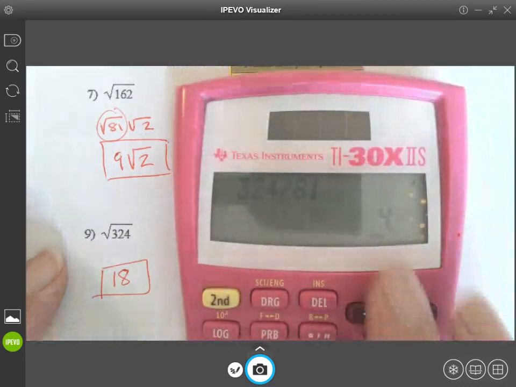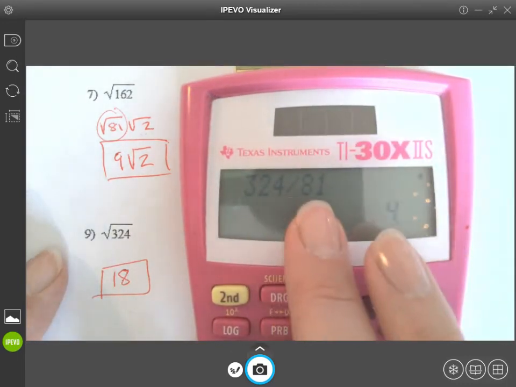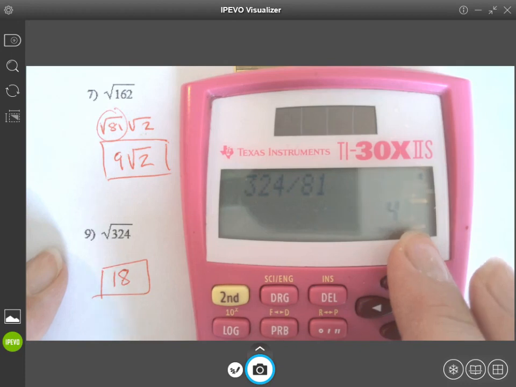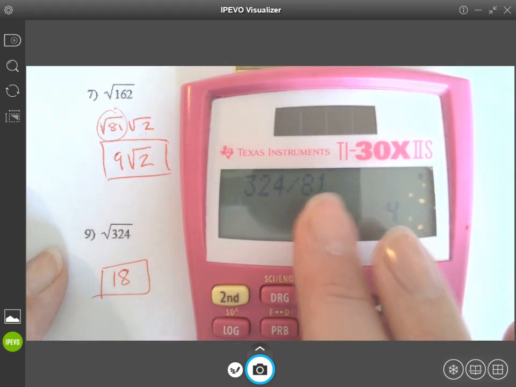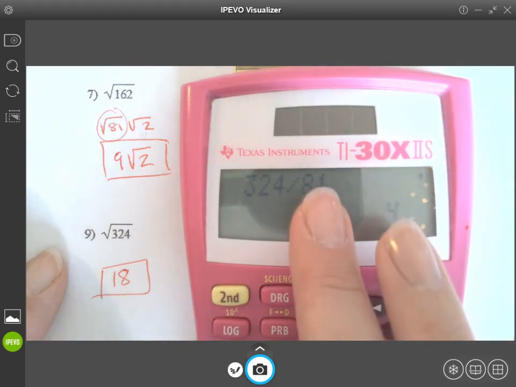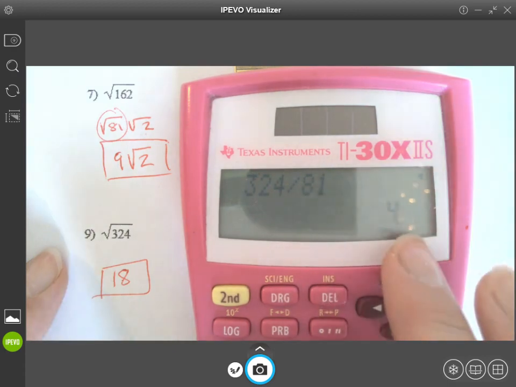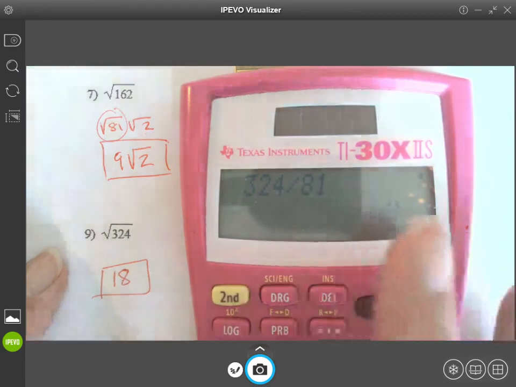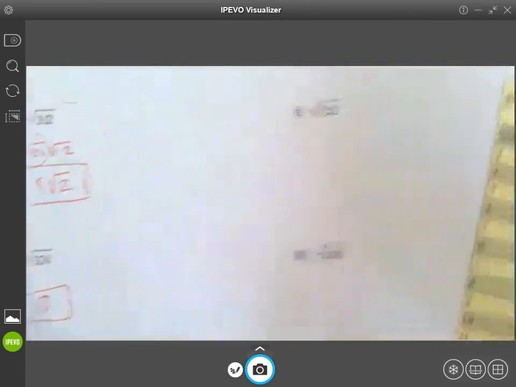See, if you broke 324 down, you would have found 81 times 4 go into it. Well, 81 is a perfect square, and so is 4, right? Square root of 81 is 9. Square root of 4 is 2. What's 9 times 2? 18. All right, you wanted to try 8?